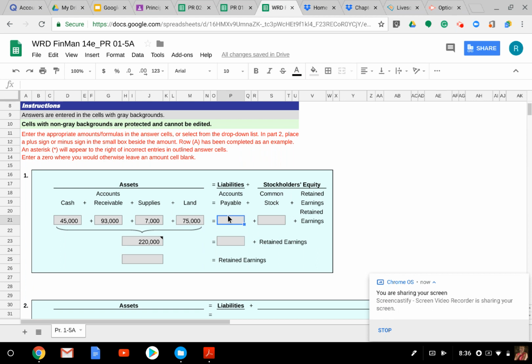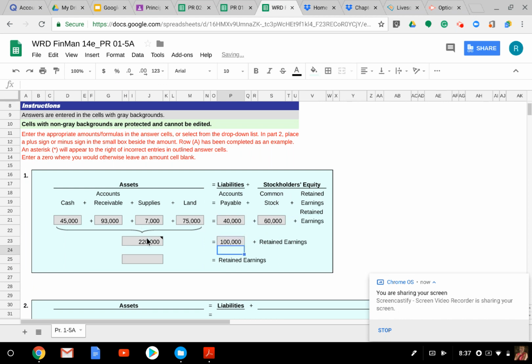So accounts payable is the liability. We have a balance of $40,000 there. Common stock, we have a balance of $60,000 there. But we do not know what retained earnings is. So retained earnings becomes our X. What we know is common stock and accounts payable. We add those 2 together. $40,000 plus $60,000, what is it? $100,000.